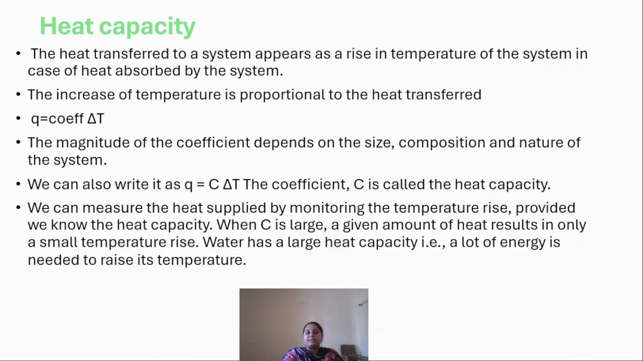the heat capacity. And we can also measure the heat supplied by monitoring the temperature rise, provided we know the heat capacity. If C is large, a given amount of heat results only in a small temperature rise. Water also has a large heat capacity, and a lot of energy is needed to raise its temperature.